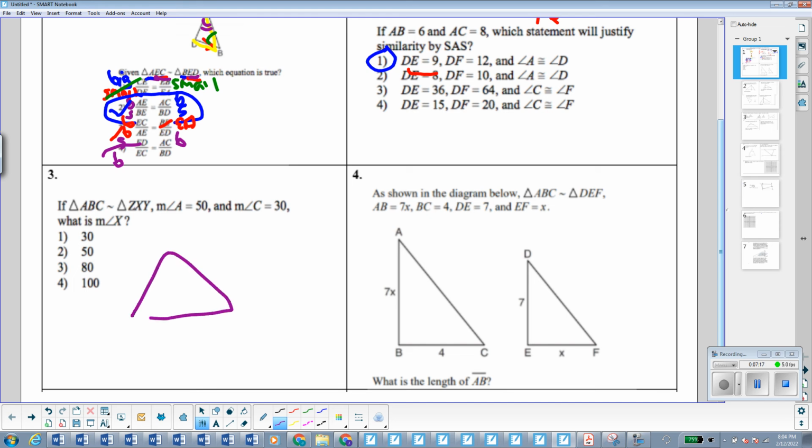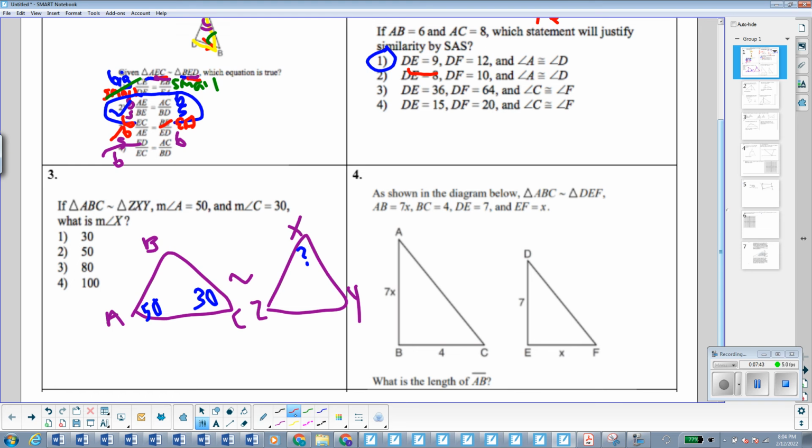So I'm going to get started by drawing the two similar triangles. We have triangle ABC and ZXY. So now I have both of my triangles labeled. I'm told that angle A is 50 and that angle C is 30. And we need to find the measurement of angle X. So that's the angle we're looking for.